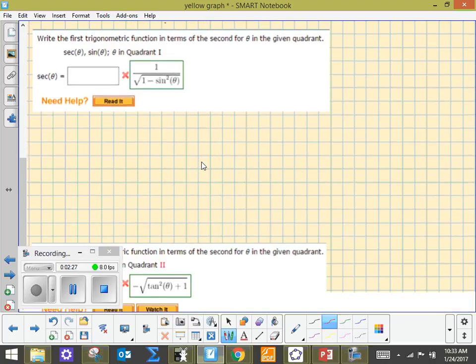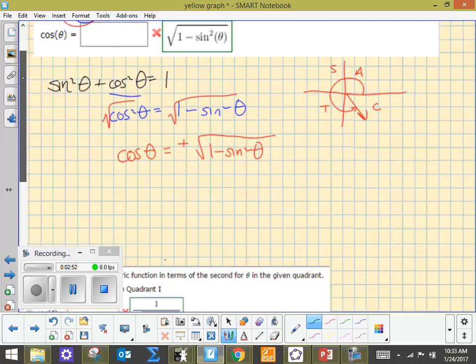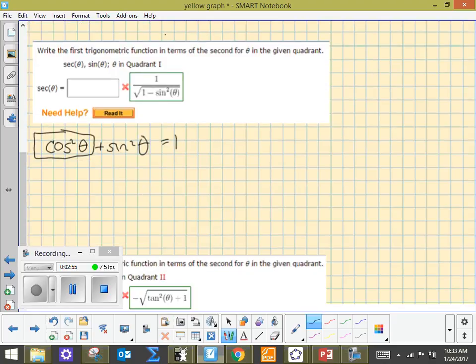Now it says secant in terms of sine. So again, same concept. Secant, sine, cosine, cosecant, they're all related to one another through this formula. Cosine squared theta plus sine squared theta is equal to 1. Okay. So secant is the reciprocal of cosine. So let's go ahead and go back to the last one we just did. We solved for cosine. We got that cosine of theta was equal to, plus or minus again, and we'll talk about why we're doing plus or minus again, the square root of 1 minus sine squared theta.